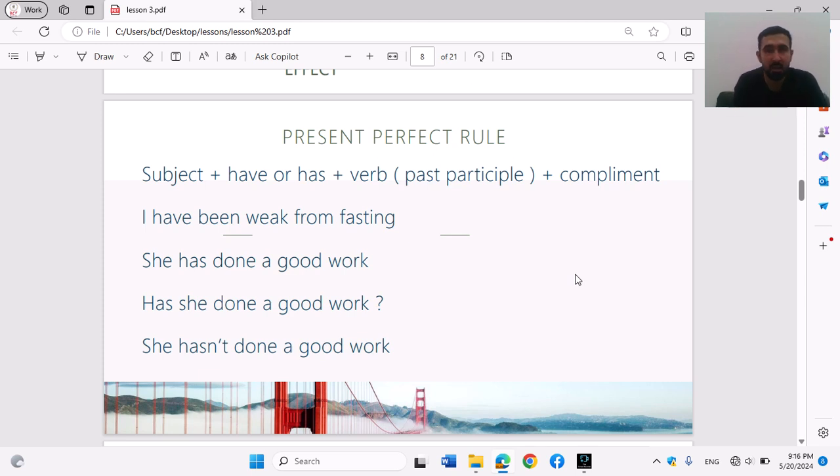So she has done something before, but the effect continues till now. She hasn't done a good work, which means maybe she broke a window. She has broken a window. It means the window is still broken. It's not fixed. But if you say she broke a window, it means the window is already fixed. This is past simple, but this is present perfect. She has broken a window. It means the window is still broken. It's not fixed. The effect continues.